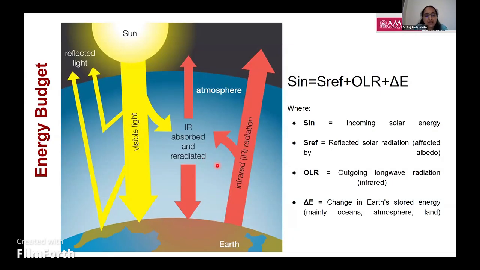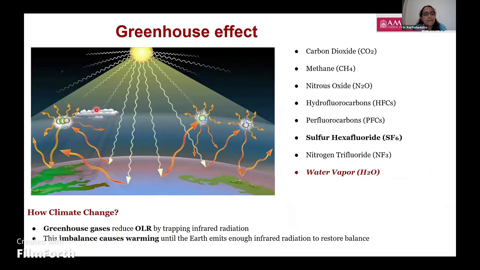So while emitting back, some of the long wave radiation, that is the infrared radiation, will be absorbed within the atmosphere. So how is this absorbed? Because there are some gases present in the atmosphere. They absorb the emitted back radiations from the Earth's surface, then again emit them back in all directions. So this leads to the warming effect or increase in the temperature.